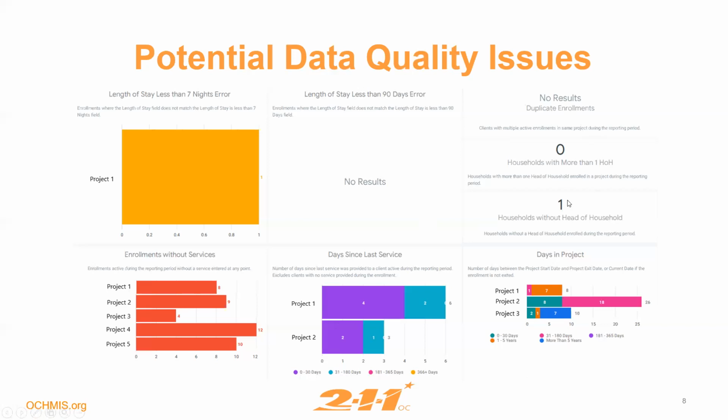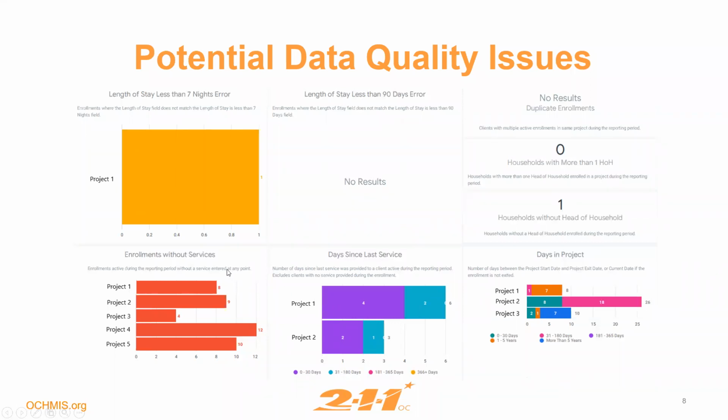And then the next two are issues with the head of household. So either there is more than one head of household in a project enrollment during the reporting period, or there was no head of household. So those are here also. And then the last few are also potential data quality issues depending on how your project functions.